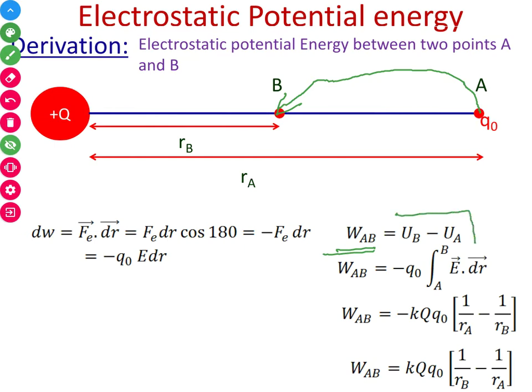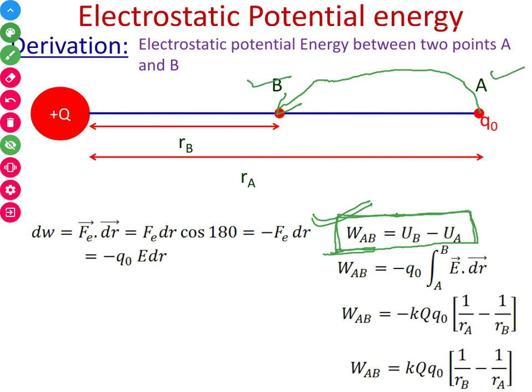it is equal to, as we have already defined, the difference in the potential energy between these 2 points, that is UB minus UA. So if somehow we calculate this work done, then we can easily find out the difference in the potential energy between point A and point B.